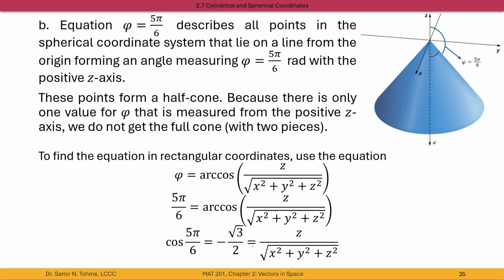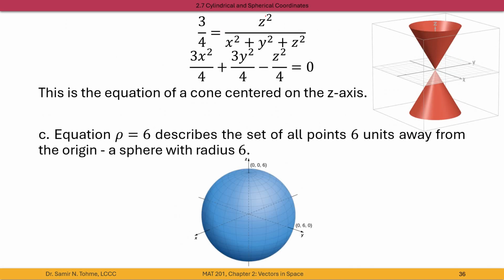Now we square both sides to remove the radical from here and from here. Square both sides and you're going to get z squared divided by this one without the square root. Now, with a little rearrangement of this equation, you're going to get something like that. And we saw this in the previous section, section 2.6. This quadratic surface is a cone.